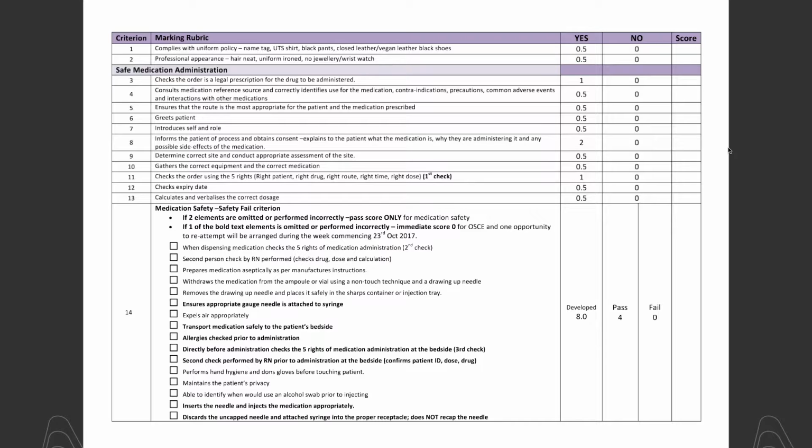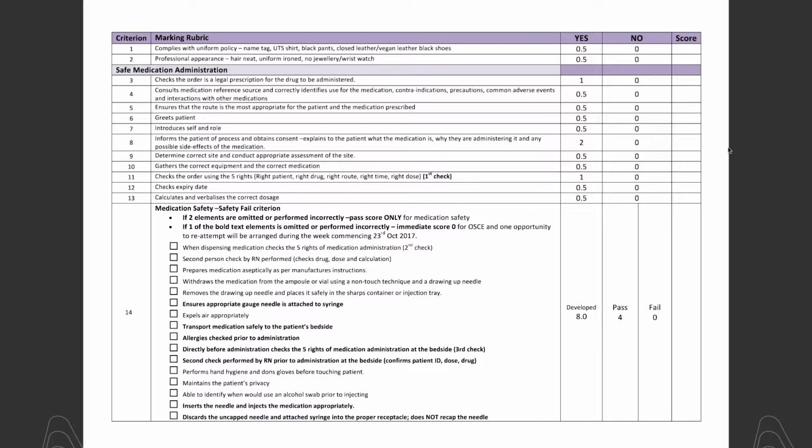Let's look at the safe medication administration section. It is about checking that the order is legal, consulting the MIMS and correctly identifying the use for this medicine, contraindications, precautions, common adverse events, and interactions with other medicines. Okay, now, as I said, you're allowed to write during your reading time. So if, for example, you need to write some of these notes down from MIMS so that you're able to perform this step in your safe medication administration, that is perfectly fine.